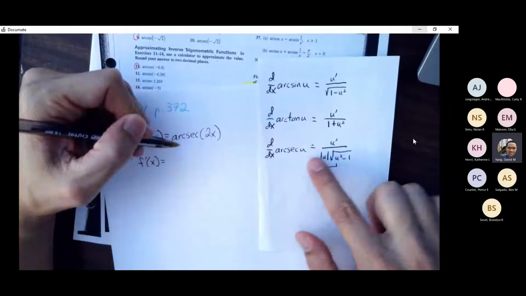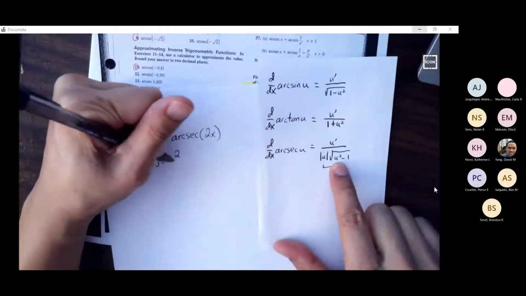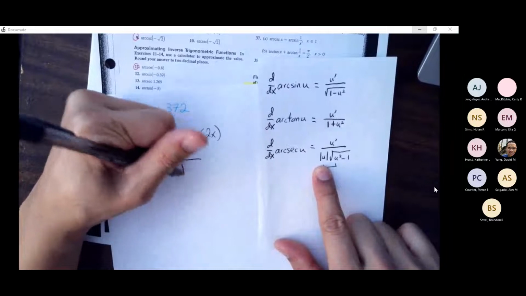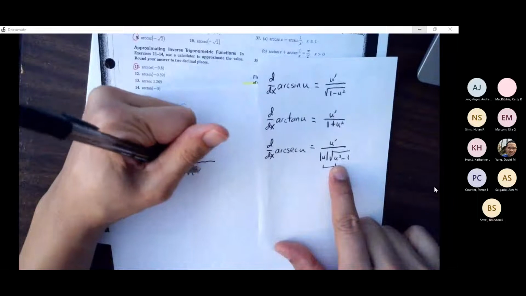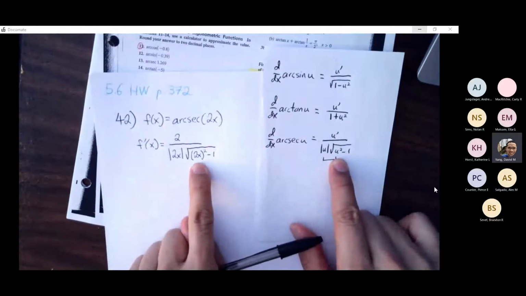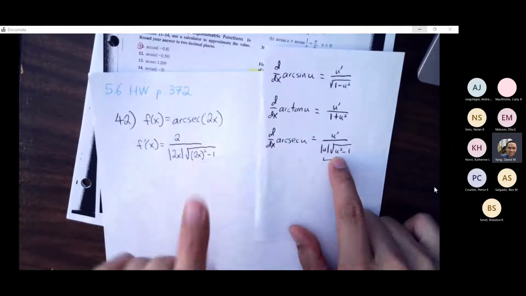Okay, so my u value is 2x. U prime, 2x becomes 2. Absolute value of u, square root of u squared minus 1. Make sure you put parentheses around the u value because we want to make sure that not only is the x squared, but the 2 is also squared.